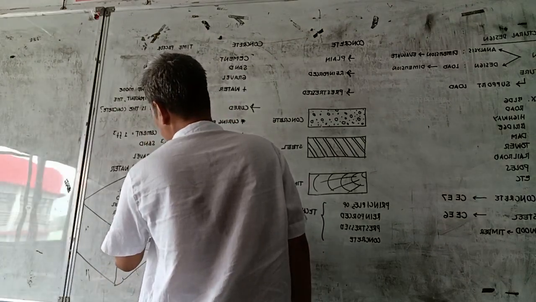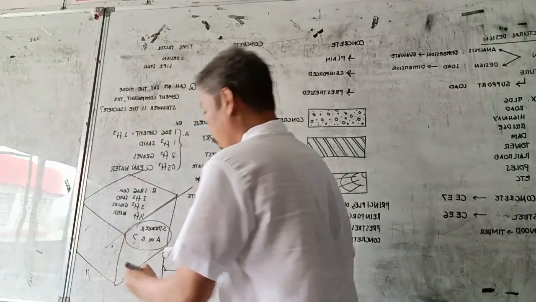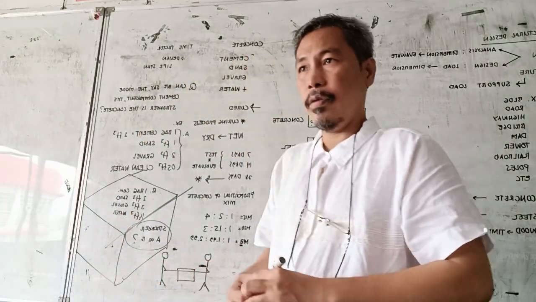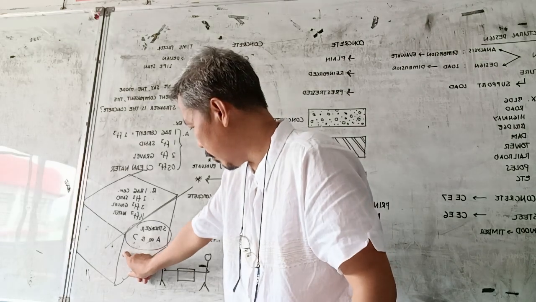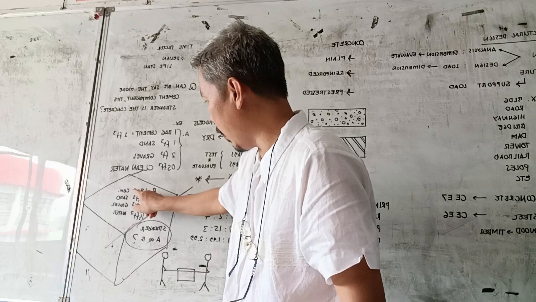0.5. Okay, 0.5 or 1/2, no? Cubic feet. So, just the right amount of water, only here. Because here you will mix 1 bag of cement.